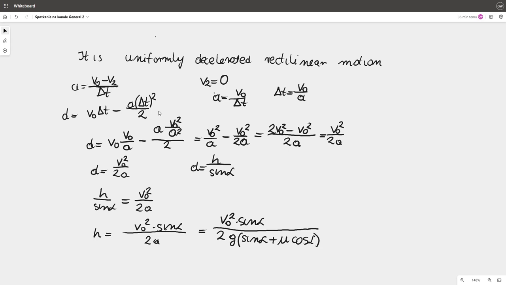Now we get rid of time from these two equations. It's done here. And we replace distance by height divided by sine of alpha. And we calculate from this equation height.